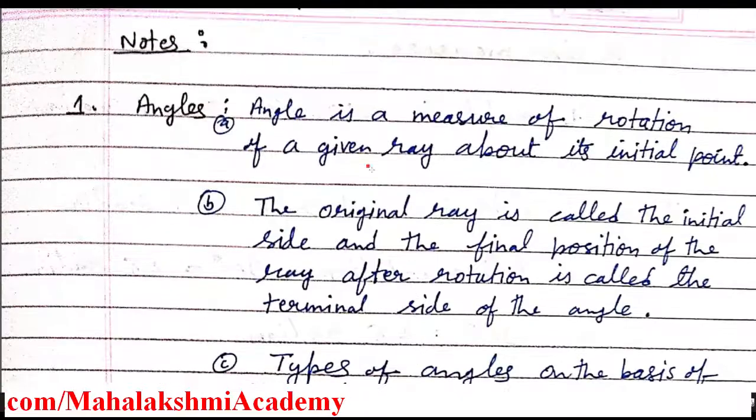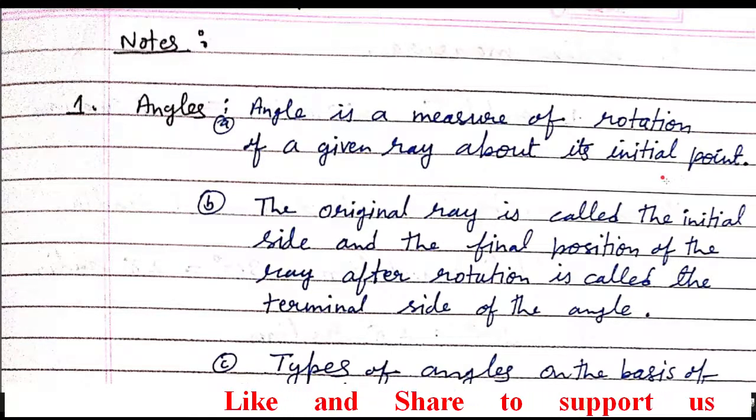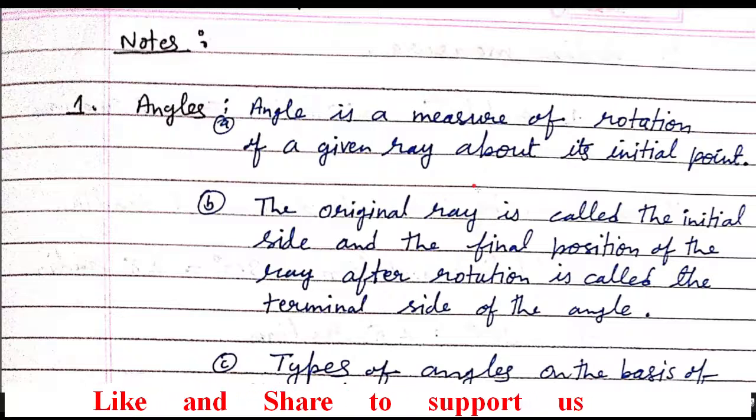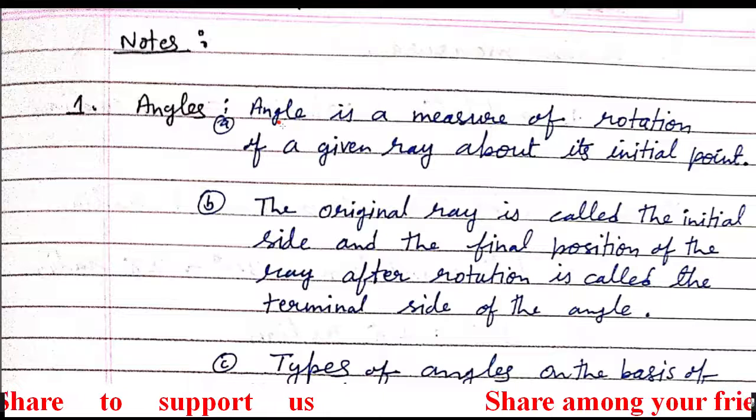So once again, just see the definition of angle. Angle is a measure of rotation. So through angle, what are we going to measure? Rotation. So angle is a measure of rotation of a given ray about its initial point. From its initial point, how much the ray is rotating, that measurement is named as angle.